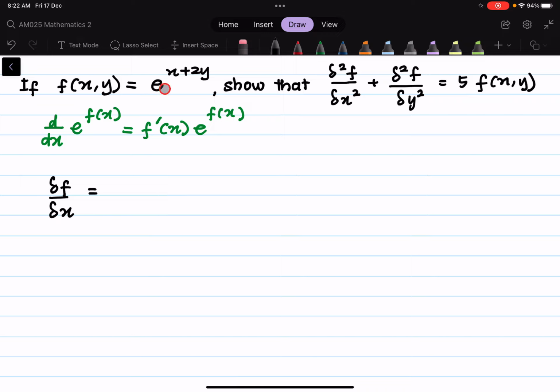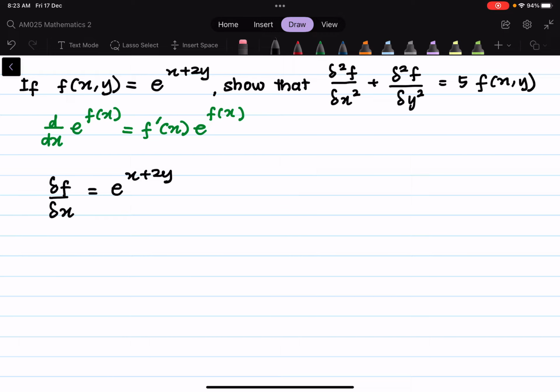So differentiate e to the power x plus 2y with respect to x. We need to differentiate x plus 2y with respect to x. Differentiating x with respect to x is 1, and 2y is 0 because it is a constant. So 1 times e to the power x plus 2y.